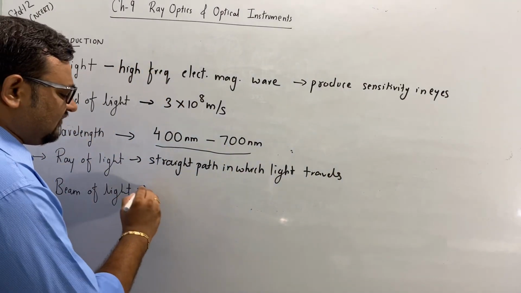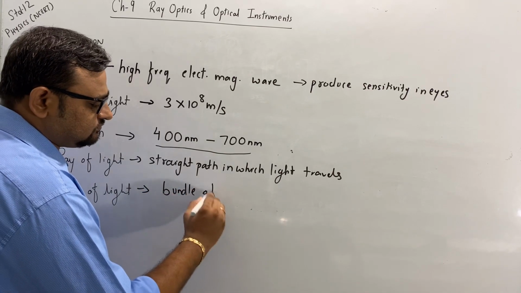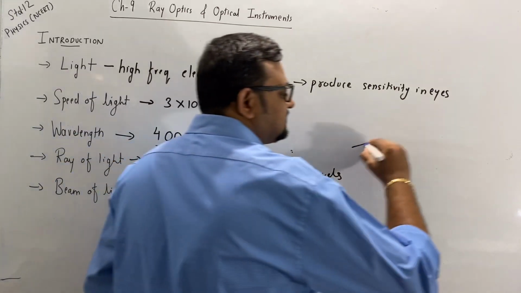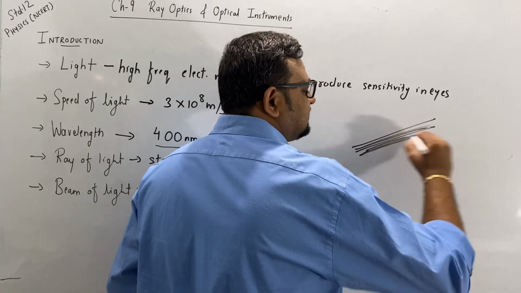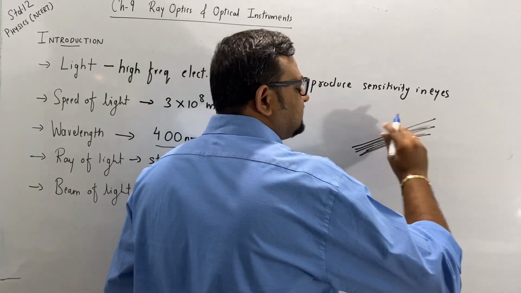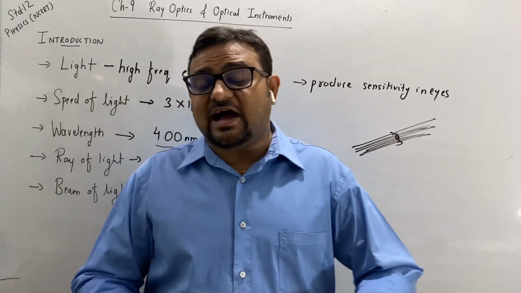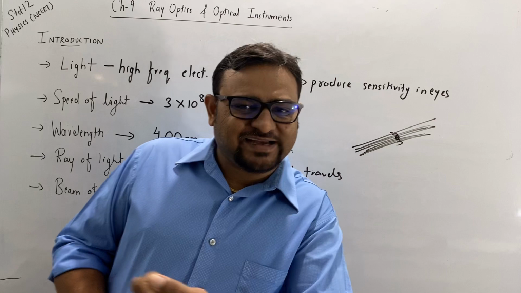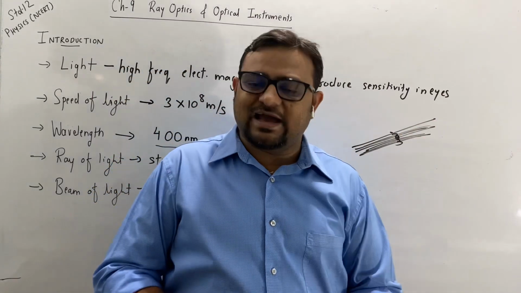And what is a beam of light? Bundle of such rays. Right, means if you are taking this bundle of such rays, it is traveling, then this is called a beam of light. You might have observed that in a dark room, if there is a small hole through which light is entering, you will observe a straight beam of light.